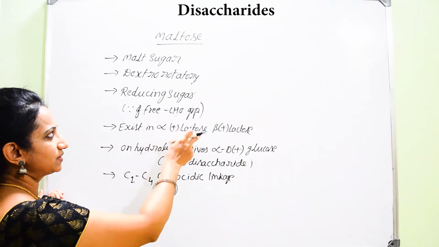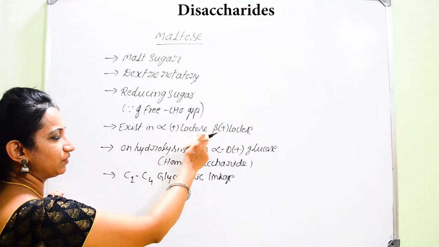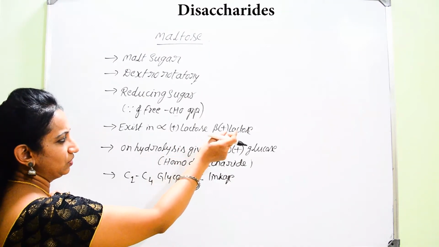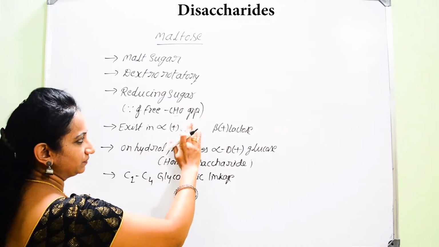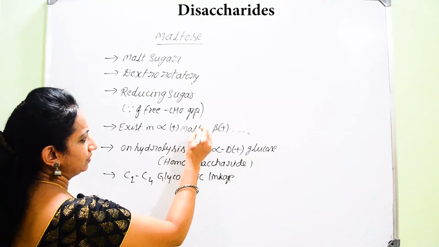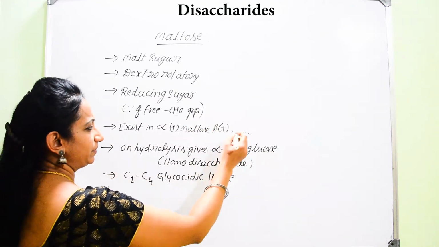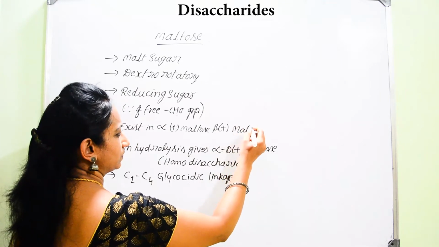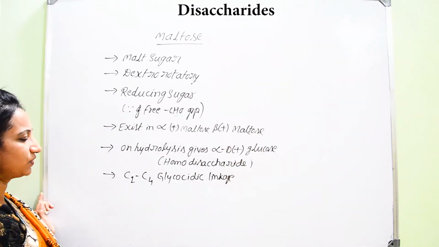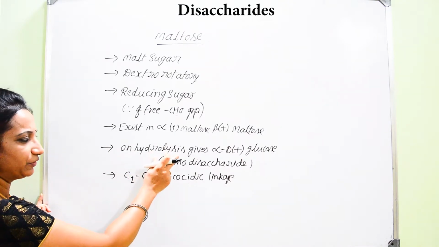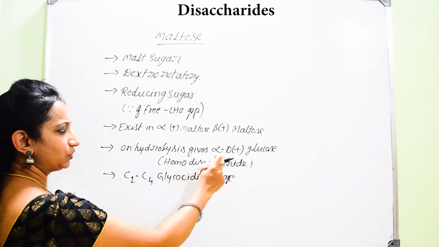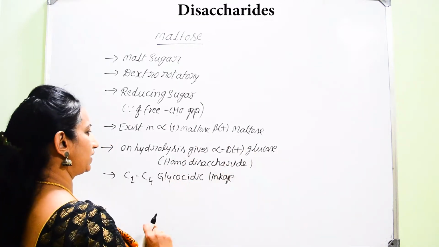Now this exists in 2 forms, that is alpha plus maltose, and the other one is beta plus maltose. Of course, you can consider that hydrolysis of this maltose gives 2 alpha D glucose units.